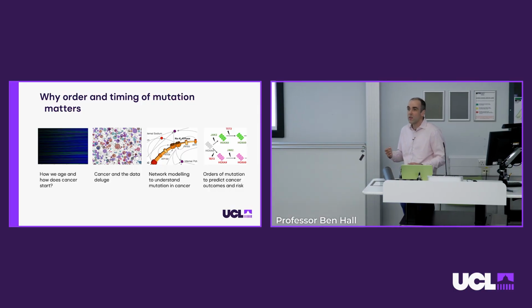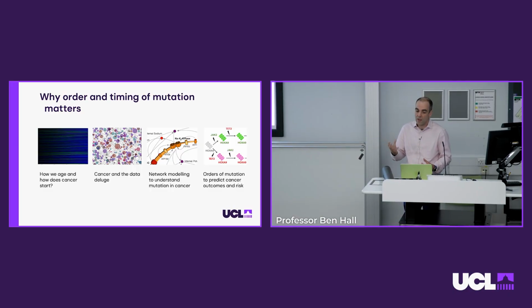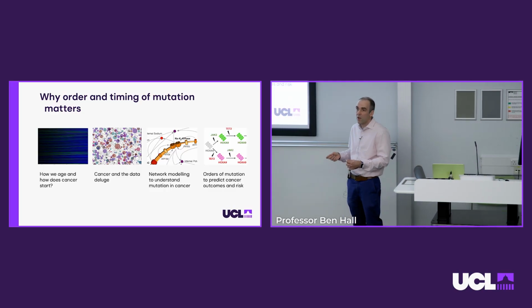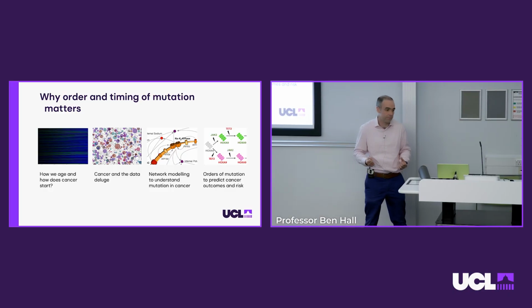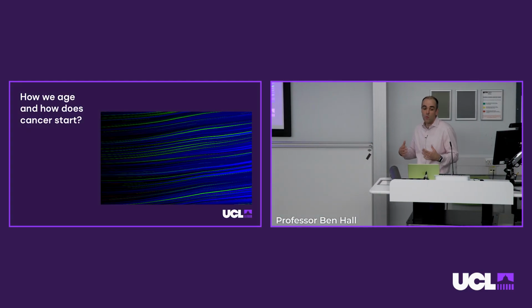I'm going to tell you about how we can use principles and knowledge from biology through network modeling to help us understand mutations in cancer. And finally, I'm going to give you examples of where we might be able to understand either cancer risk or cancer outcomes through network models and data analysis. So to start us off today, I'm going to talk about how we age and how cancer starts.